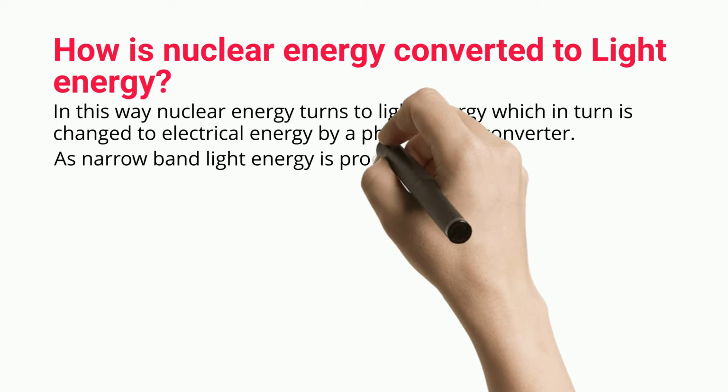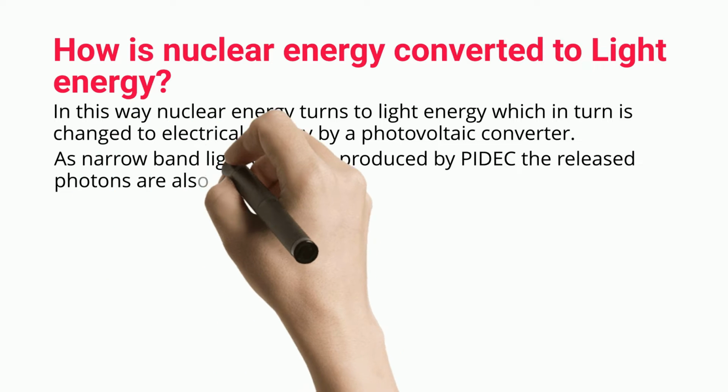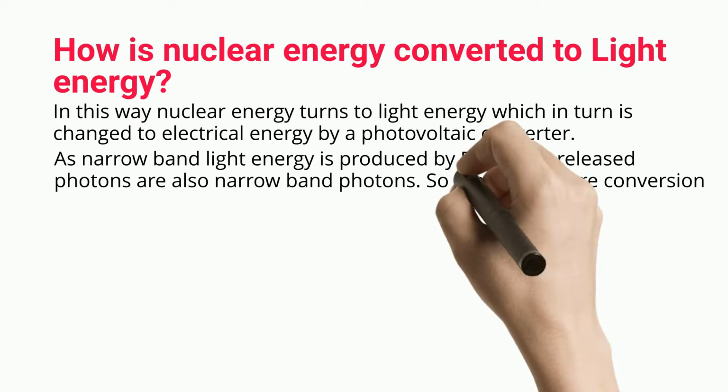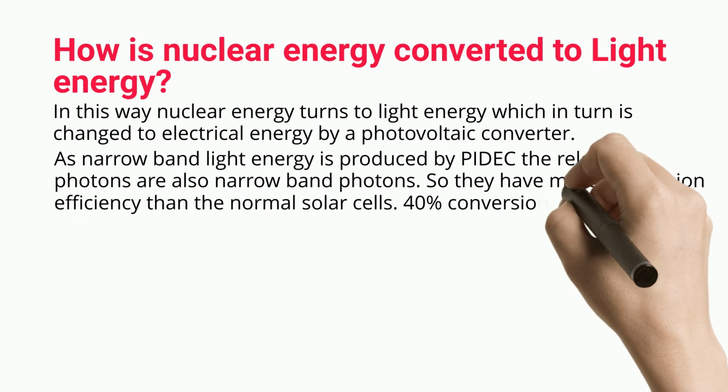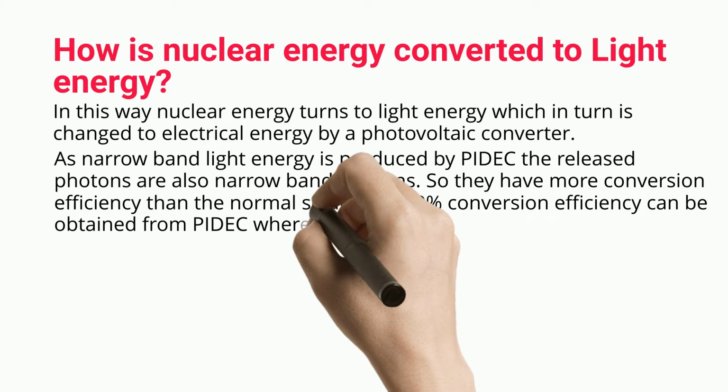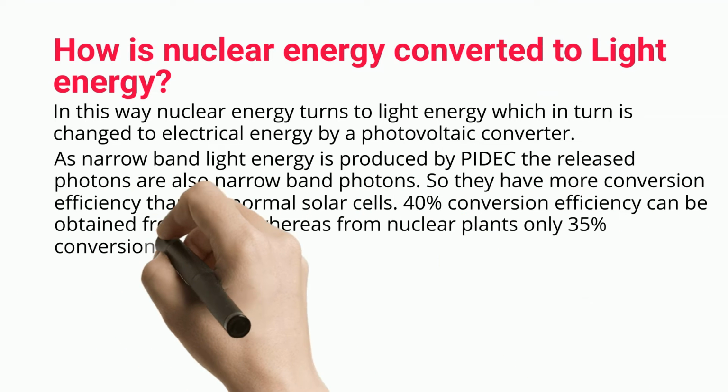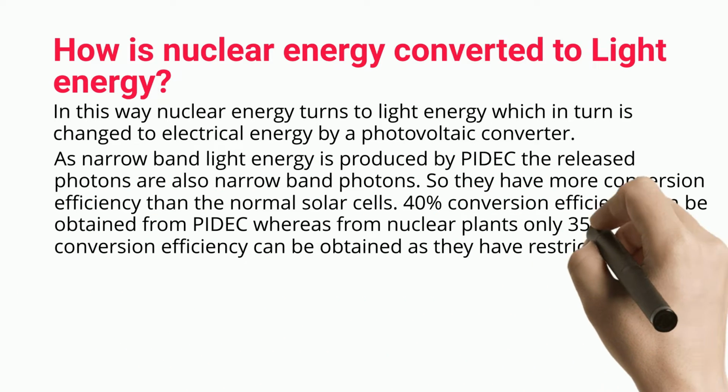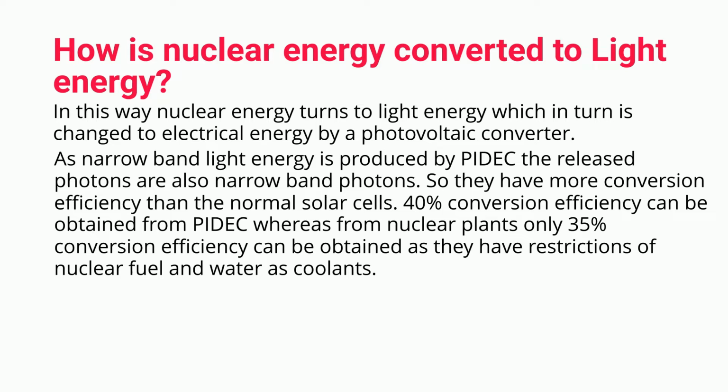As narrowband light energy is produced by PIDEC, the released photons are also narrowband photons. So they have more conversion efficiency than the normal solar cells. 40% conversion efficiency can be obtained from PIDEC, whereas from nuclear plants only 35% conversion efficiency can be obtained, as they have restrictions of nuclear fuel and water as coolants.